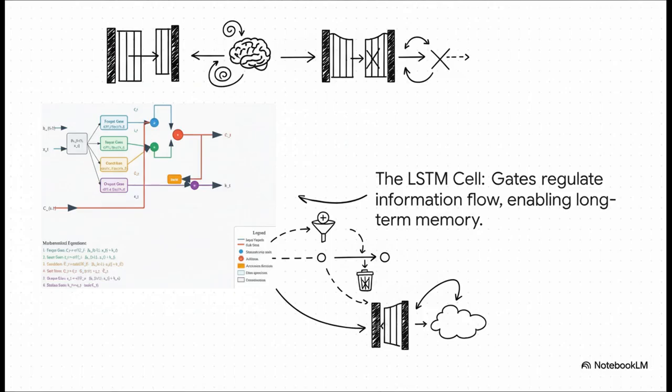Now, I know it looks complicated, but the core idea is actually pretty simple. Think of it like a smart memory system that has 3 gatekeepers. The forget gate decides what old information isn't relevant anymore and should be thrown out. The input gate decides what new information is important enough to be stored. And the output gate decides what part of the memory should be used to make the prediction right now. It's this careful management of information that is the key to its powerful long-term memory.